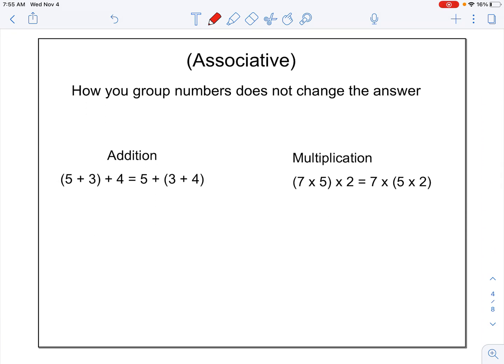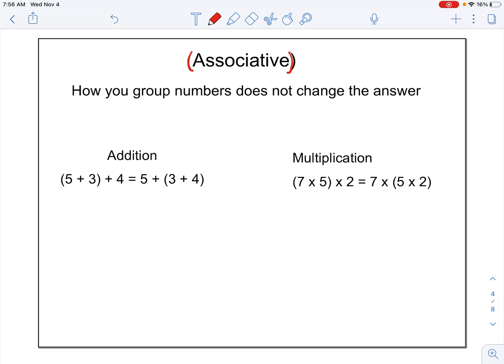So now let's look at the associative. The associative says how you group numbers does not change the answer. So they are associated with each other. What's inside the parentheses is associated by these parentheses. And so you can reassociate things. Again, it has to all be addition or all be multiplication. You can't reorder stuff or reassociate stuff that's not doing the same operation.